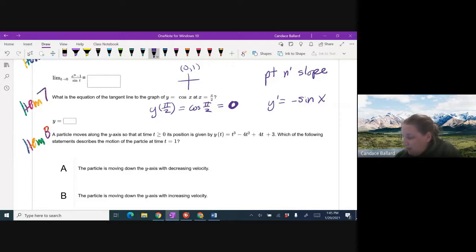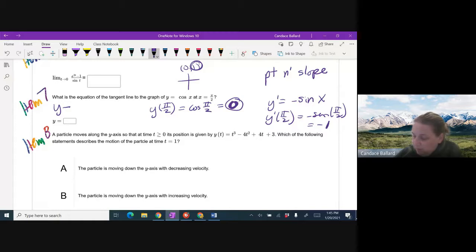Good job. And now I'm going to plug in there. So y prime of pi over 2 equals negative sine of pi over 2. The sine of pi over 2 is 1, so my slope is negative 1. So I'm going to write the equation of my tangent line: y minus the y value 0 equals the slope negative 1 times x minus pi over 2. Likely the 0 goes away, and I don't remember whether I typed negative x plus pi over 2 or just left this. I don't know which one I ended up with off the top of my head.